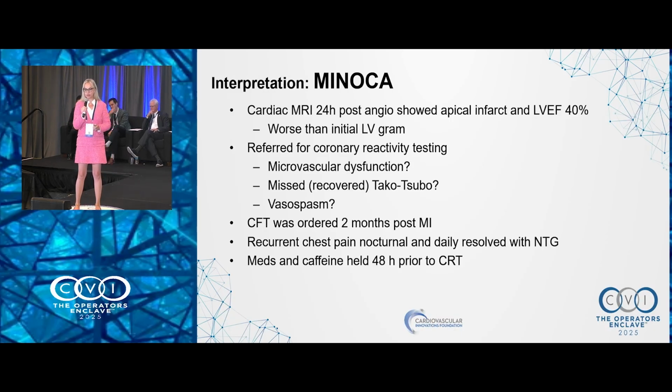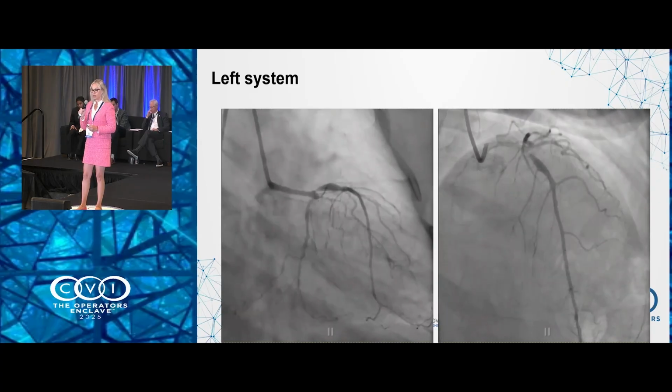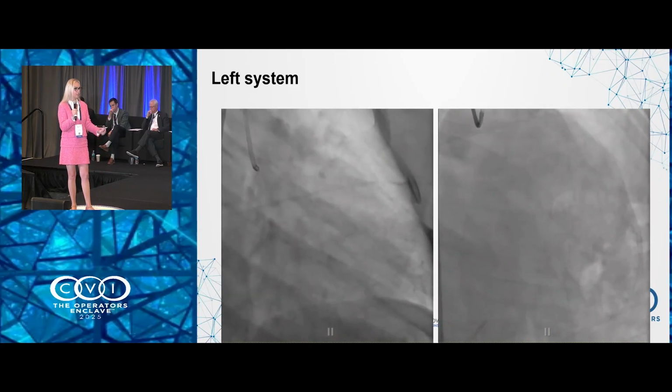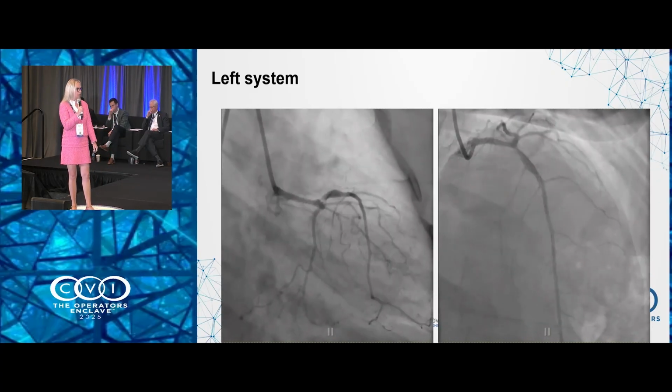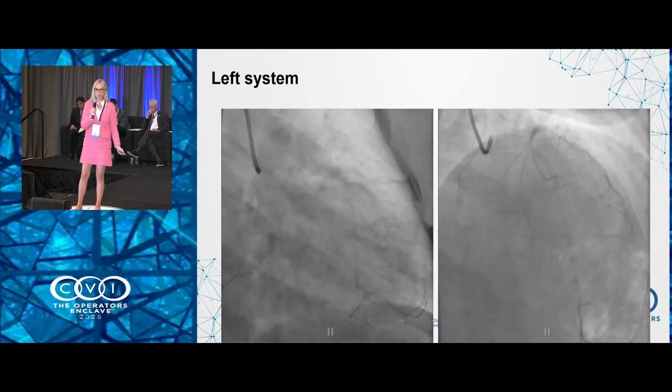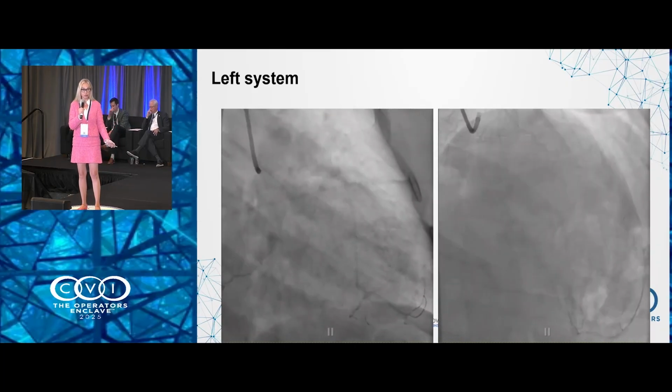After the MRI was performed, we were still puzzled with the diagnosis. Is it Takotsubo? Is it microvascular dysfunction? Is it spasm? In my practice, I wait 1 to 2 months before I do coronary function testing for these patients. So I brought her back to the cath lab, and after we held the medications for 48 hours, look at what we saw. And we were like, oh my God, did we miss a lesion last time? This is exactly where the culprit should have been.